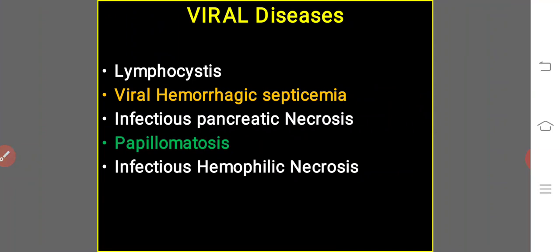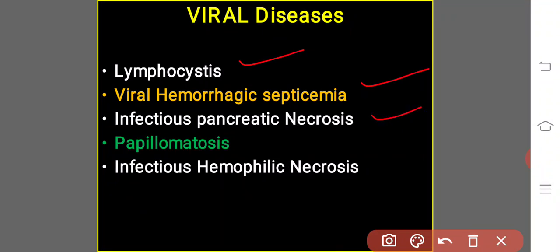Come to the viral diseases. There are many viral diseases, but here we have listed only 5, like lymphocystis, viral hemorrhagic septicemia, infectious pancreatic necrosis, papillomatosis, infectious hemophilic necrosis. As the introductory part, we will see the nature of the viruses.